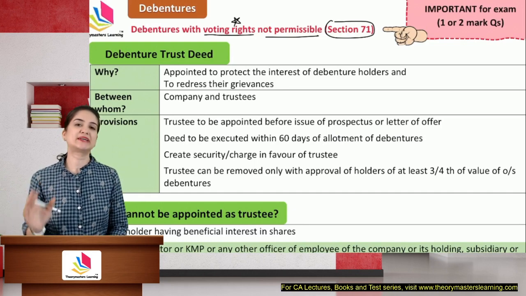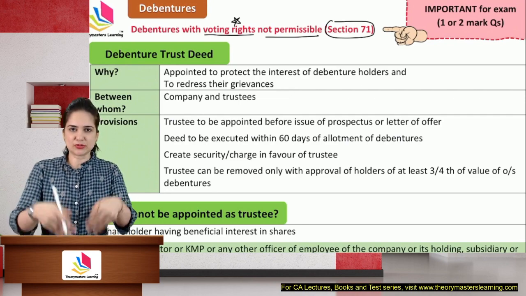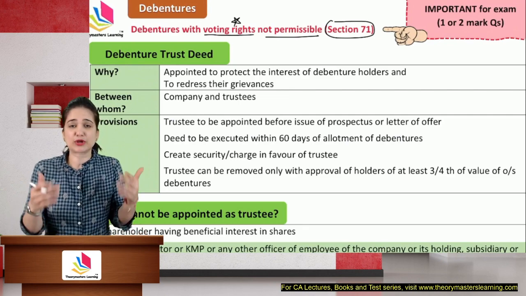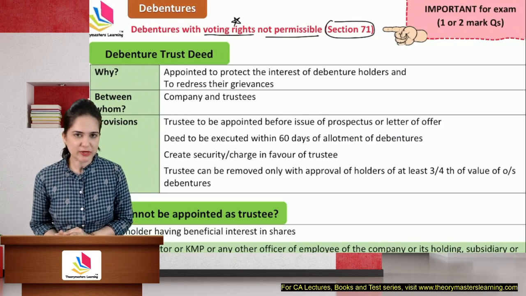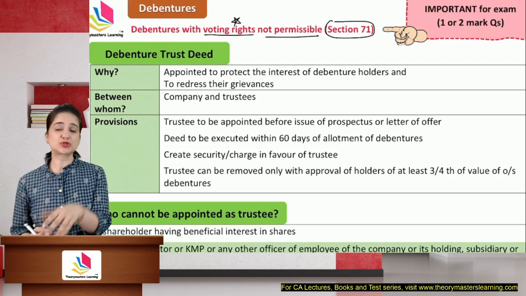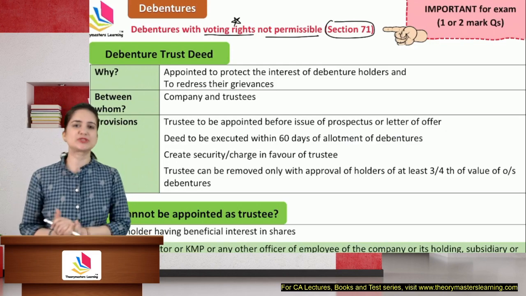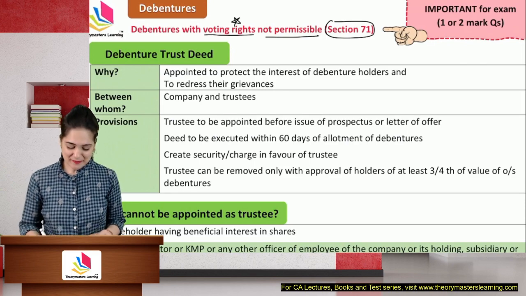The rationale behind that, the logic behind that is that you cannot place your creditors, who are debenture holders, they are creditors, you cannot place them in a much more advantageous position than the equity shareholders. So we cannot allow our creditors or debentures to take decisions for the company. That is why debentures with voting rights is not permissible, even if it is allowed by the articles.